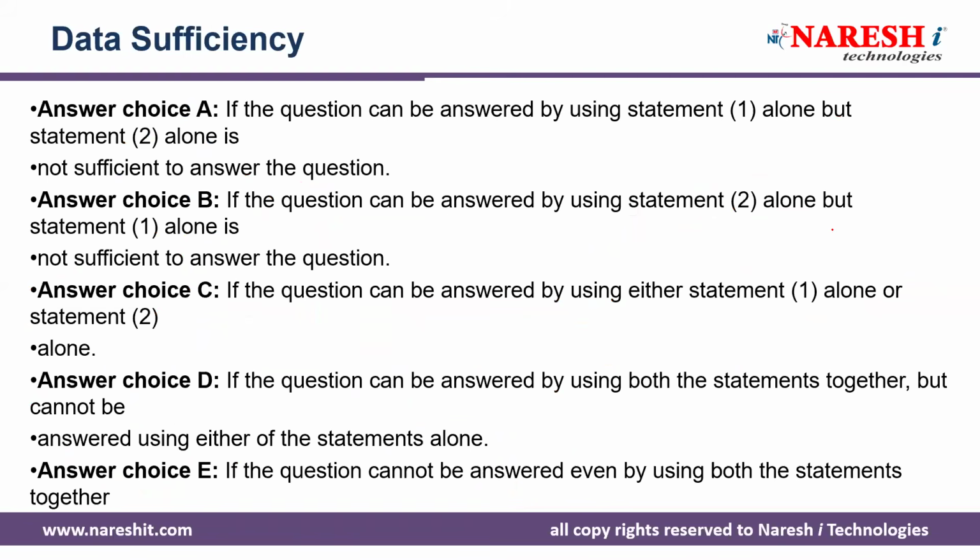Next, data sufficiency. Please understand, one of the important topics in reasoning is data sufficiency. In data sufficiency, they'll give you 5 options. What is data sufficiency? I'll tell you. There will be one question, and for that question they'll give you two statements, S1 and S2, statement 1 and statement 2.